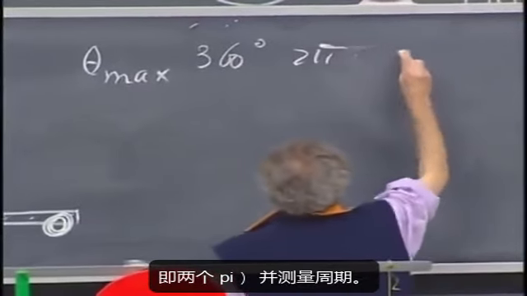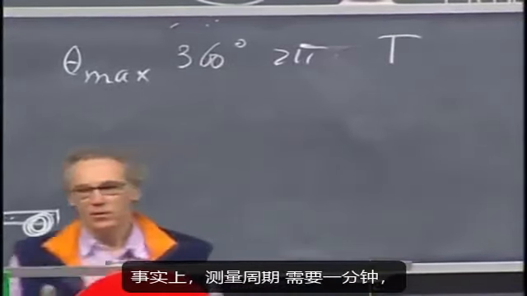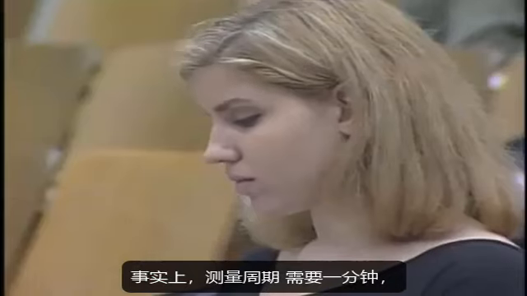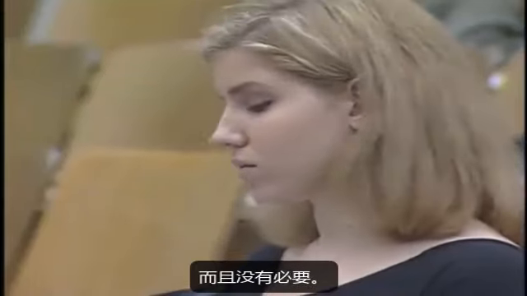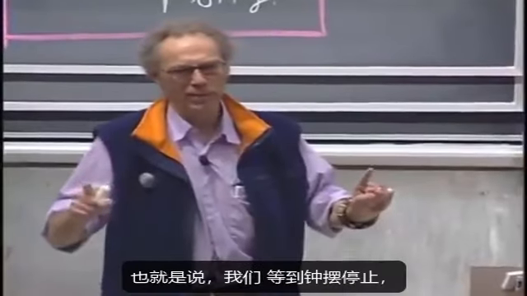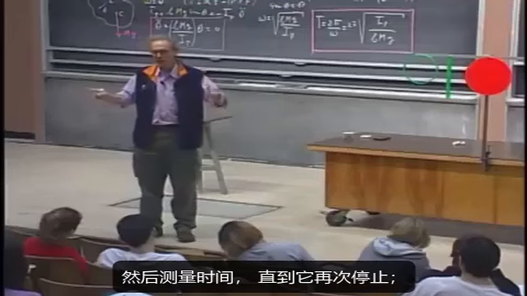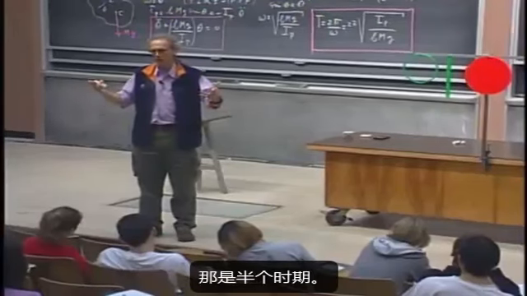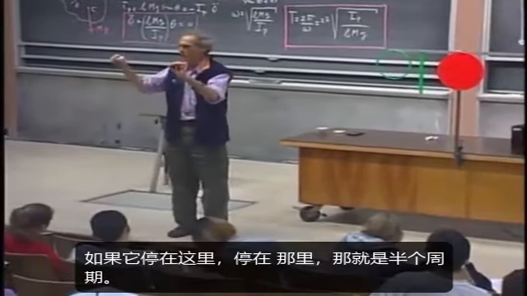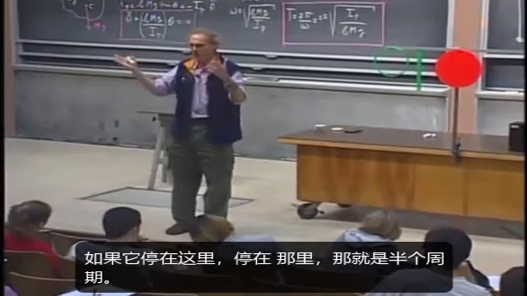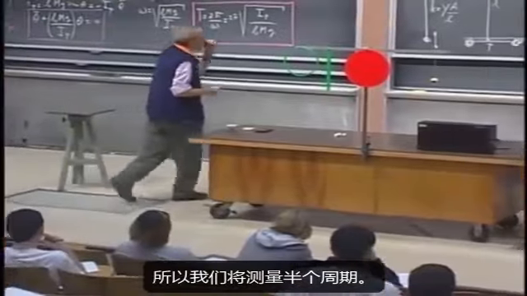And measure the period. In fact, to measure the period takes a minute. And it's not necessary. We can measure half a period. Namely, we wait until the pendulum stops, and we measure the time until it stops again. That's half a period. Like with a spring. If it stops here, and it stops there, that's half a period. So we'll measure half a period.